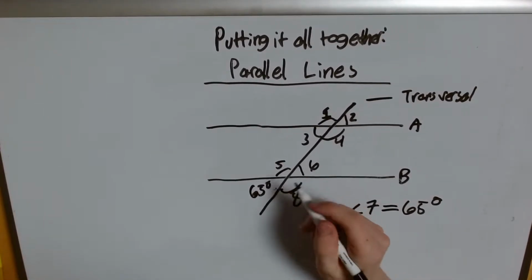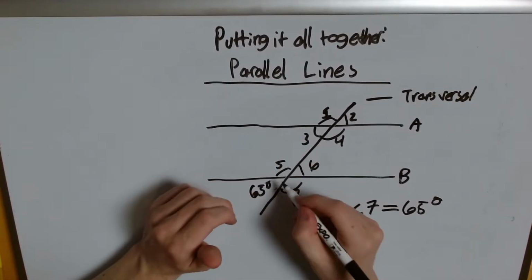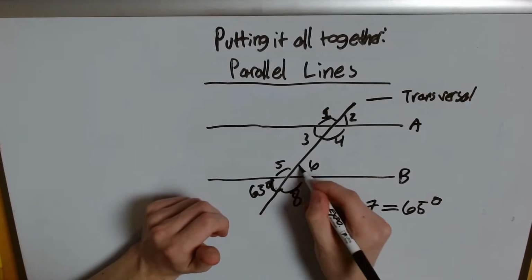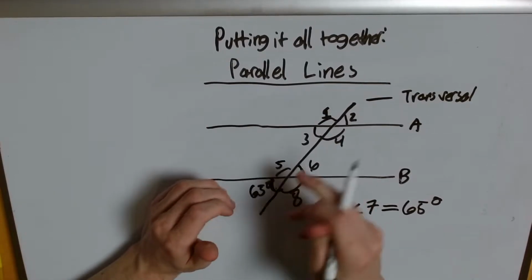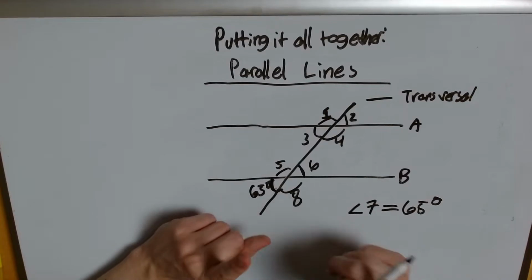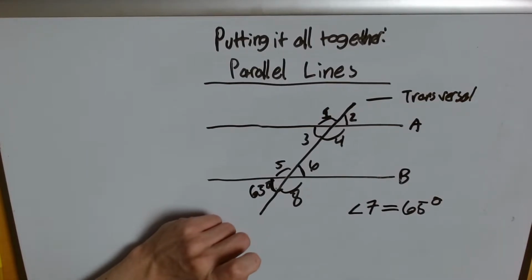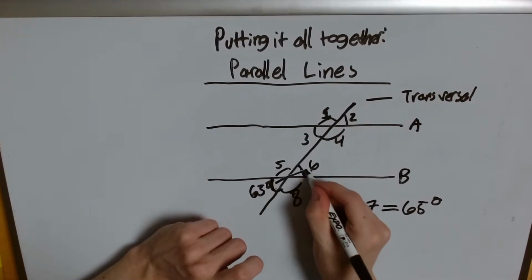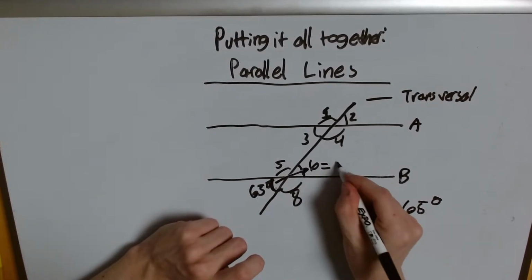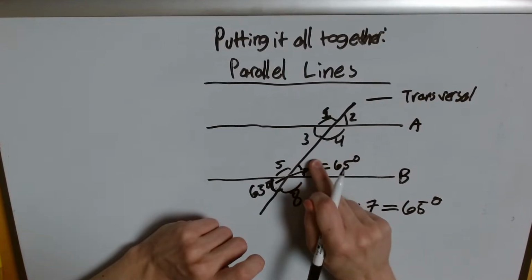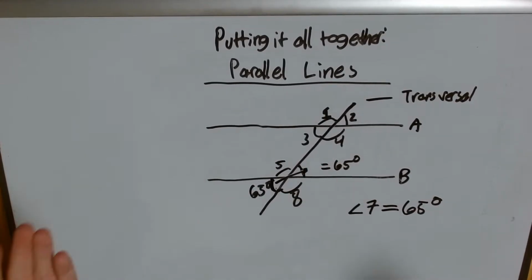Well, I look here and say, hey, look at this. Look at this angle, and look at this angle. They're kind of opposites, which reminds me of vertical angles. And vertical angles are congruent. So if this is 65 degrees, well then this has to be 65 degrees as well.